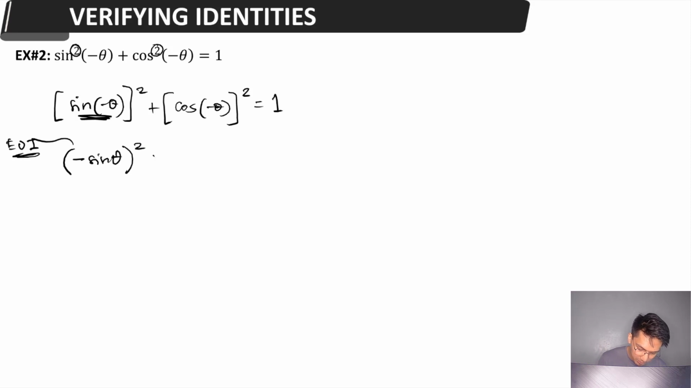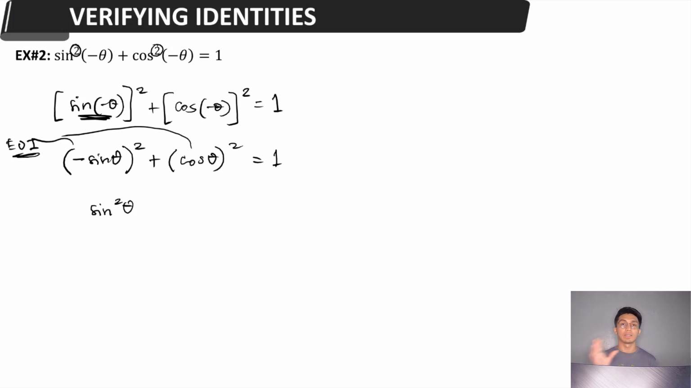And this is square plus, by even odd identity ulit, fundamental identity, cosine negative theta is equal to simply cosine theta na lang. So, this is cosine theta square. And from even odd identity din yun, is equal to 1. And then, by algebraic solution, negative sine theta quantity square is positive sine squared theta na lang. Kasi nawala ni negative. Kasi negative times negative is equal to positive. Plus, cosine theta squared simply cosine squared theta. Positive lang naman siya pareho.